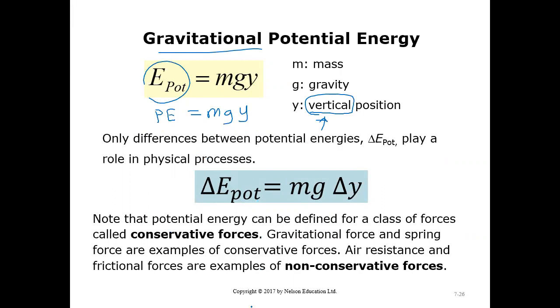M is the mass of the object. G is the constant gravitational acceleration. We are talking about the Earth's gravitational force, multiplied by the vertical position of the object. So this gives the system, the Earth plus the object, the potential energy of that system.